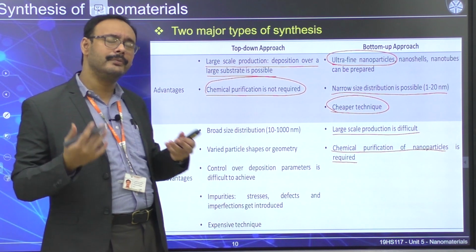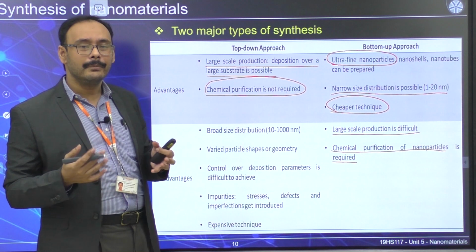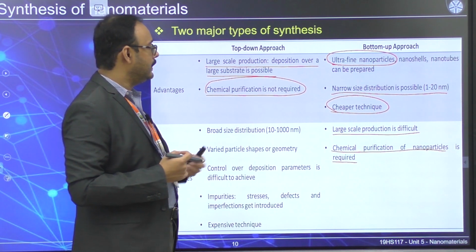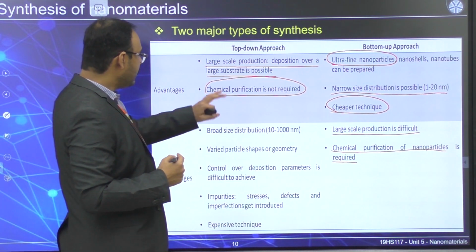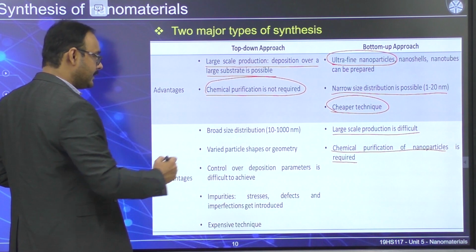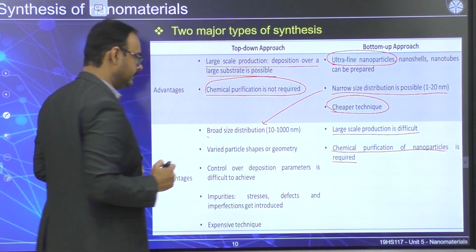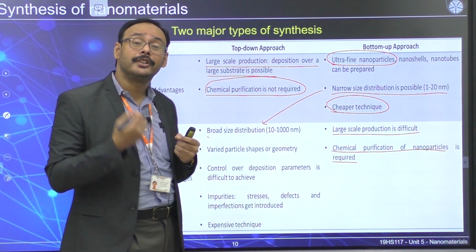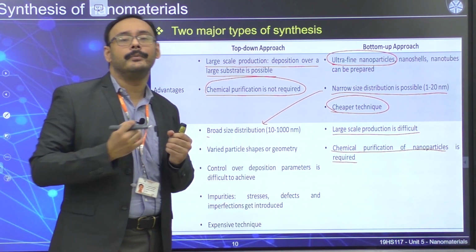There are certain techniques which will have some sort of cost issue associated with it, but you don't have to worry about that too much. Okay, what about the disadvantages? The disadvantage is, as I said, so this can be correlated with that one. It's going to give you a broad size distribution. You have less control over how small you can make and how uniform you can make.